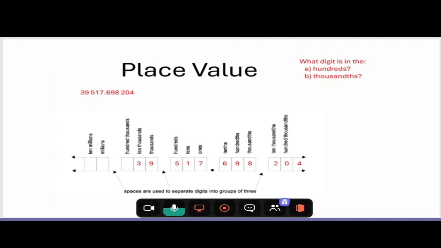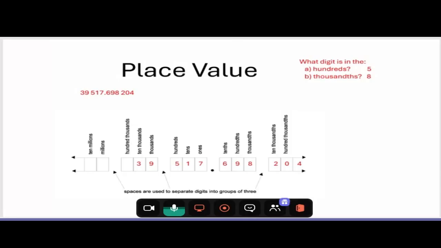So if a question says, what digit is in the hundreds position? The hundreds right there, well, that's a 5. What about the thousandths? Not the thousands, but the thousandths. Thousandths right here looks like an 8.